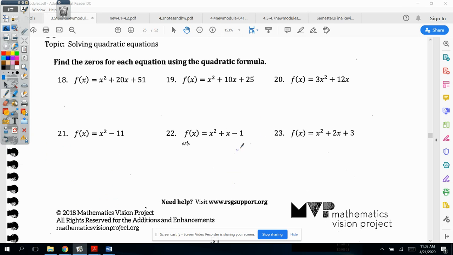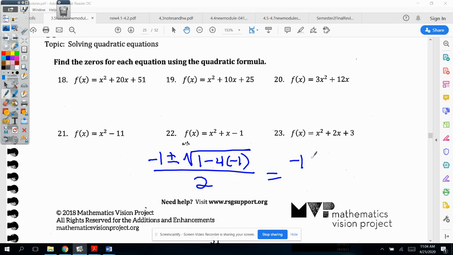22 does not factor. 22, I would not complete the square. I would actually do quadratic formula on here. X equals -b plus or minus square root b squared minus 4 a times c is -1 all over 2a, which is 2. Finish it up. -1 plus or minus the square root of 1 plus 4 is 5 over 2. And that's -1/2 plus or minus the square root of 5 over 2.